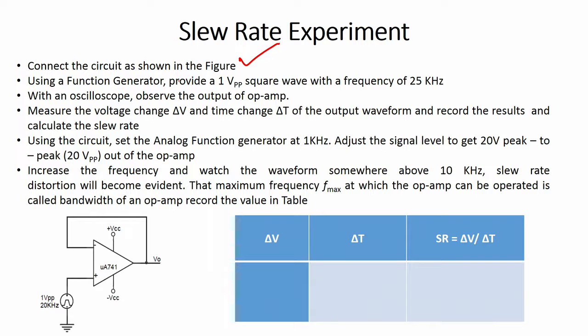Now, we have seen how the function generator is used, and we can apply a 1 volt peak to peak square wave. We will see in the experiment how we apply a 1 volt peak to peak square wave at a frequency of 25 kilohertz. Let us keep the frequency at 25 kilohertz. Now we need another system, which is the oscilloscope.